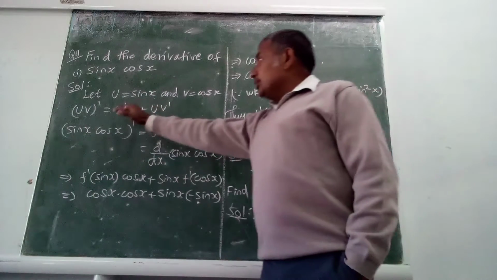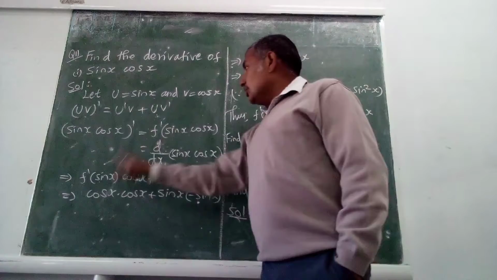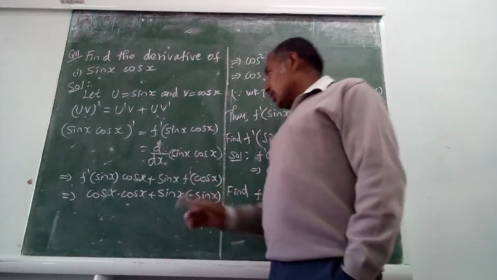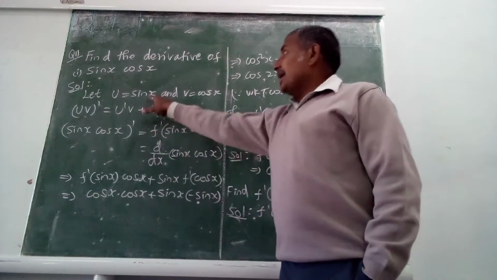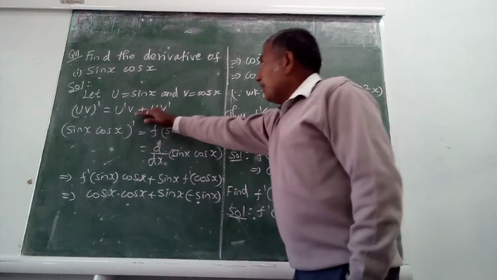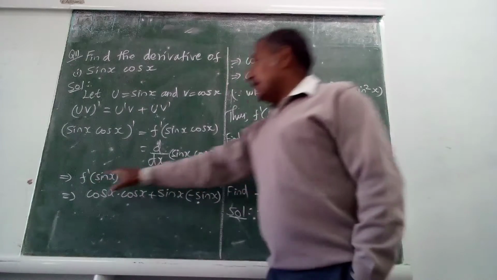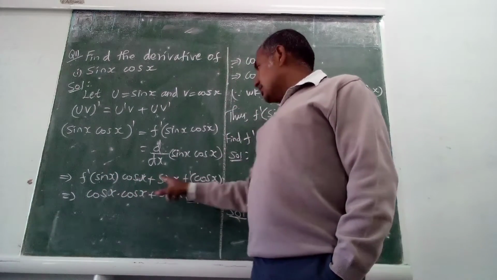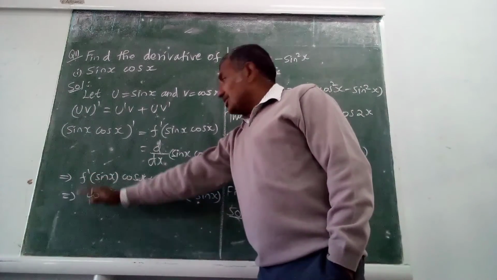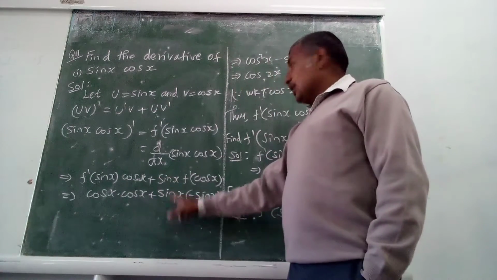According to the product rule formula, u dash v plus u v dash. The right hand side part I made like this: f dash of sin x times cos x, then sin x times f dash of cos x. The derivative of sin x is cos x, we know. Already cos x is existing here. So cos x into cos x, plus sin x is there.